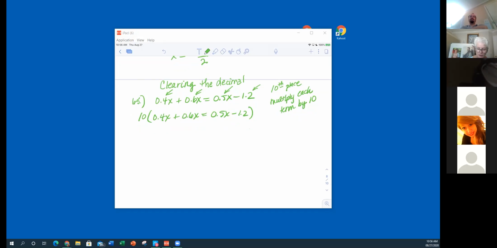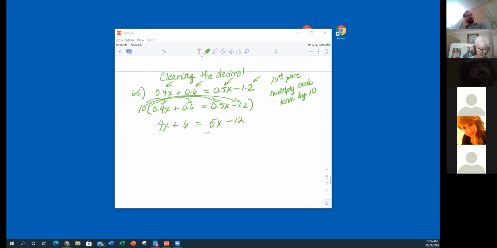Anytime I multiply a number that's in the 10th place by 10, the decimal goes away. So 10 times 0.4x is just going to be 4x. 10 times 0.6x is going to be plus, did I write that problem wrong? Oh, there shouldn't be an x there. So that's just 0.6. It's just going to be 6. 10 times 0.5 is just going to be 5x. And 10 times -1.2 is just going to be -12. So now you've gotten rid of all those decimals, and now you just solve it like you would any other problem.